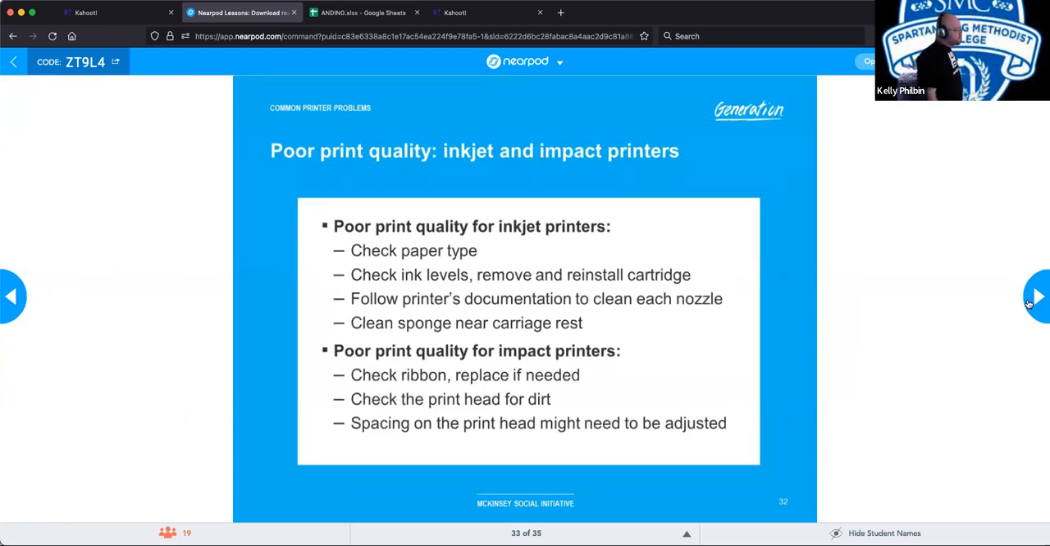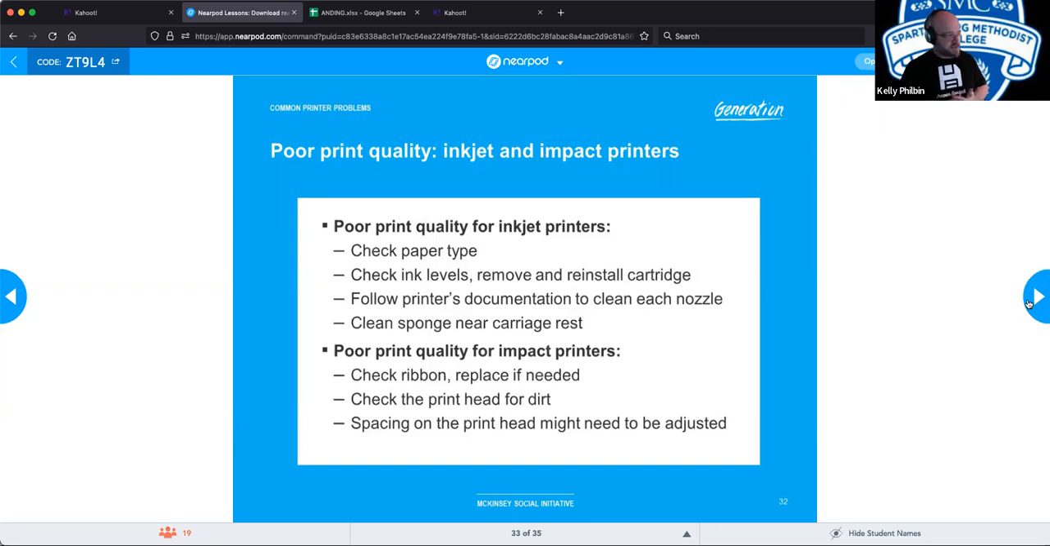Poor print quality in inkjet and impact printers. One, check your paper type. Make sure it is set properly. Check your ink levels, although they're really good about telling you, hey, you need to go out and buy a new cartridge. Remove and reinstall the cartridge, because that'll run it through a cycle where it'll clean and recalibrate.